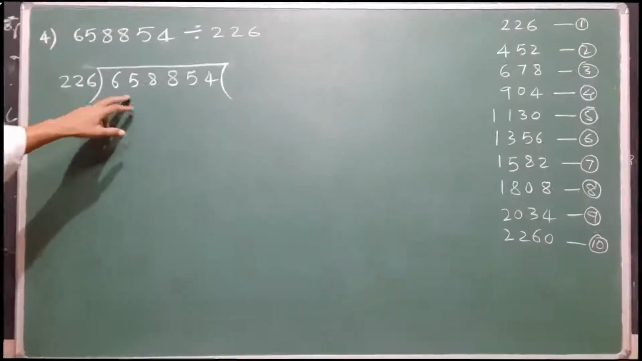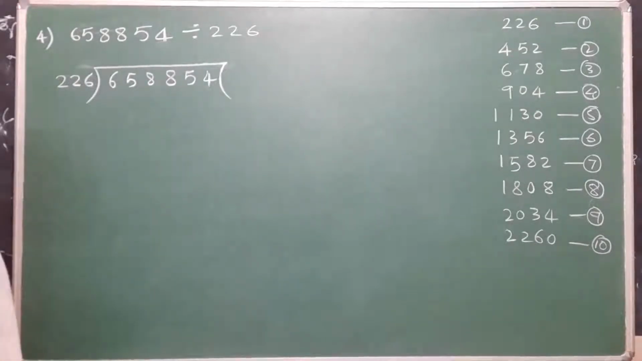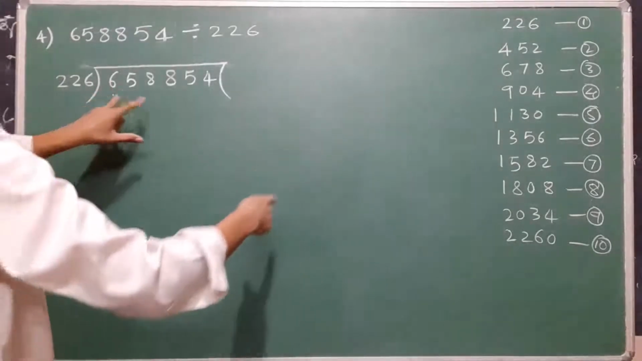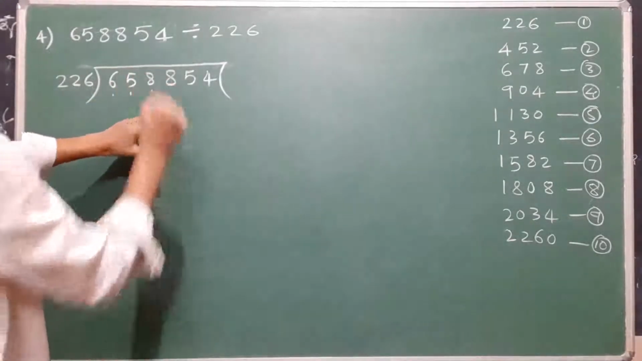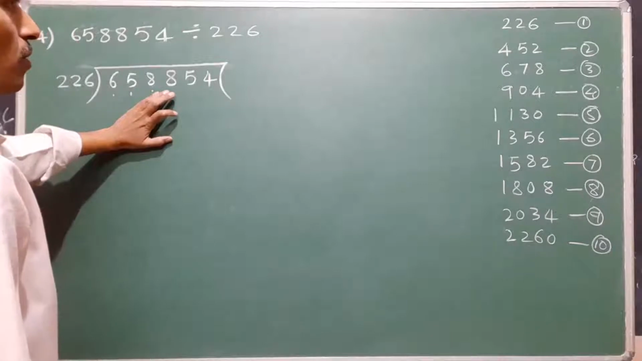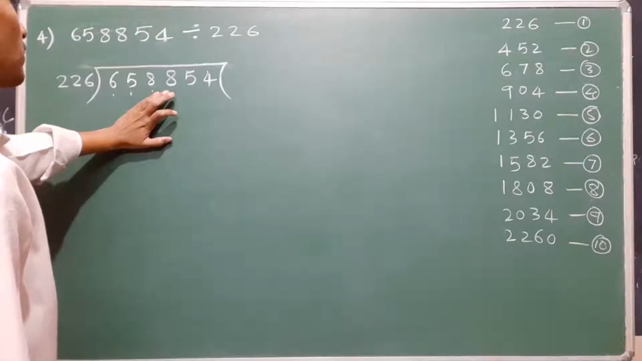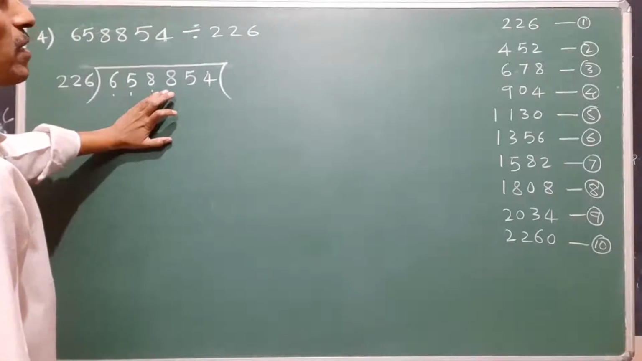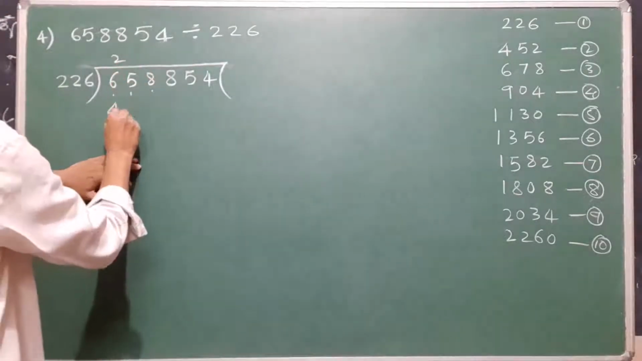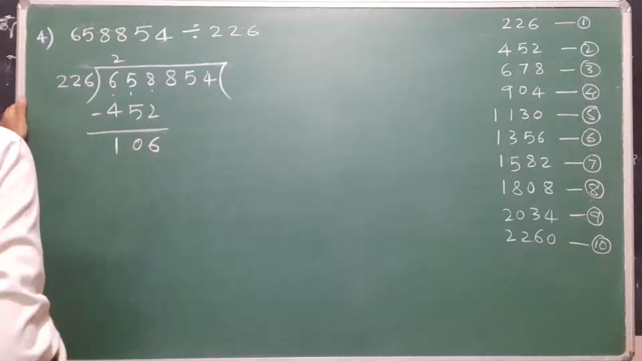Now start dividing 658854 by 226. This is the table of 226 up to 10. Now 6 is not there in this table. 65 is also not there. 658, search for this one in this table. 678 is there, which is greater, so less than 658 is 452, that is 2 2s are 226, 2 2s are 452, and subtract this one, 6 0 1, 106.